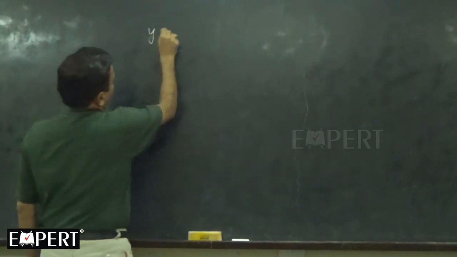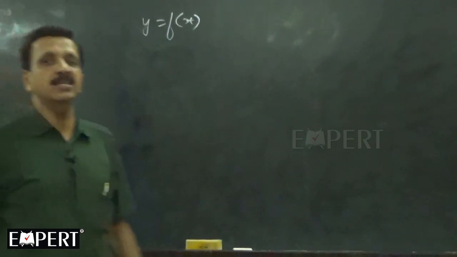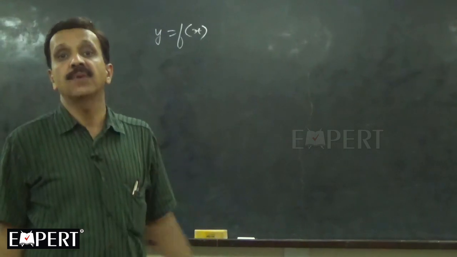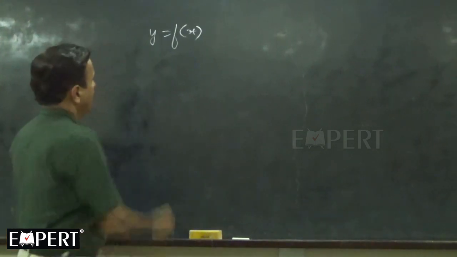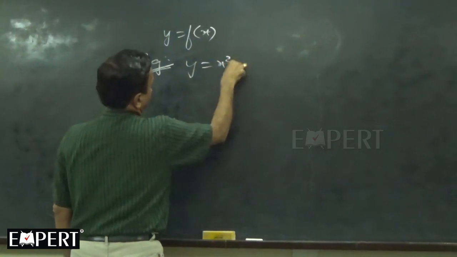Consider y is equal to f of x. The meaning of this is y varies with respect to x. Y is expressed in terms of x. Y is a function of x. Example, y is equal to x square plus 1.